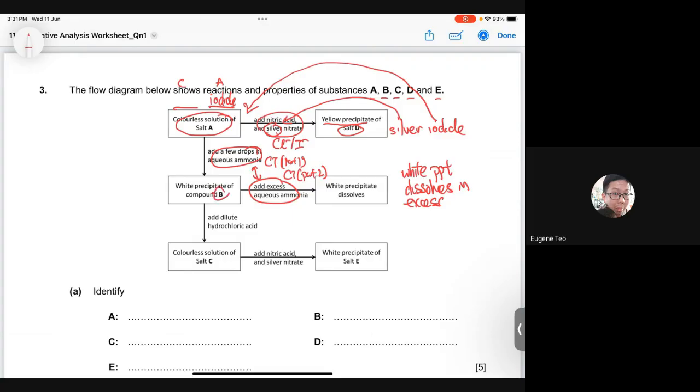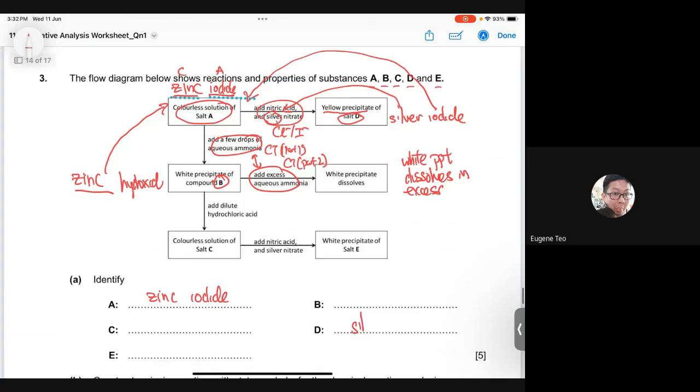So if I add aqueous ammonia, it forms a white precipitate that dissolves in excess. It tells me that B here must be something hydroxide, right? Because cation test, must be something hydroxide. White precipitate dissolved in excess, it will be zinc hydroxide. And where did the zinc from the zinc hydroxide come from? It comes from here. So I know A is actually zinc iodide. I know D is silver iodide. I know B is zinc hydroxide. Okay?